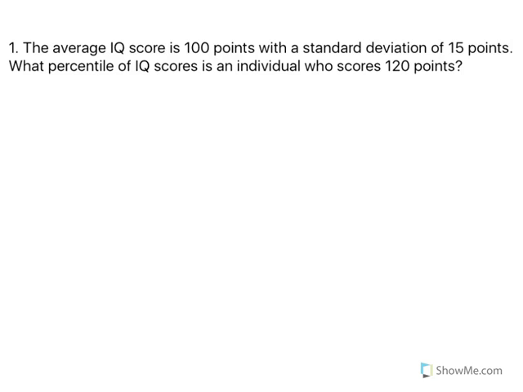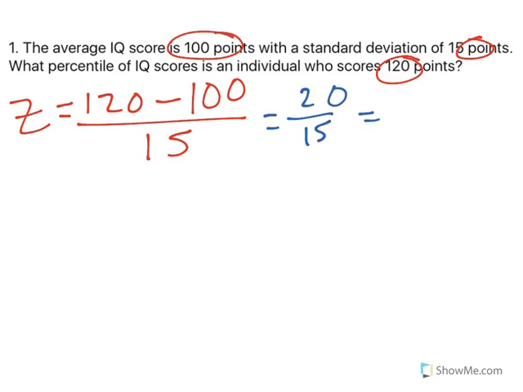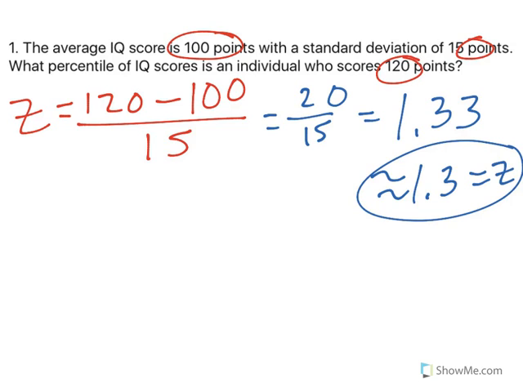So the average IQ is 100 points with a standard deviation of 15. What percentile of IQ scores is an individual who scores 120? Well, you've got to have a z-score. So we have our value minus our mean, which is the average, divided by your standard deviation. Well, we have 20 over 15. That comes out to be 1.33. 1.33 is not on the table, so we go closest to. So we will use a z-score of 1.3.